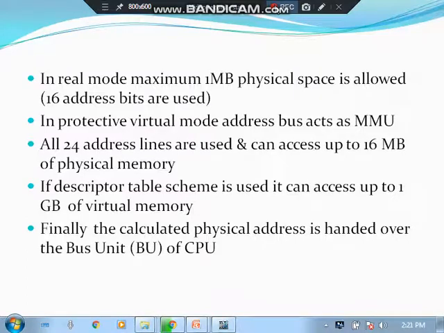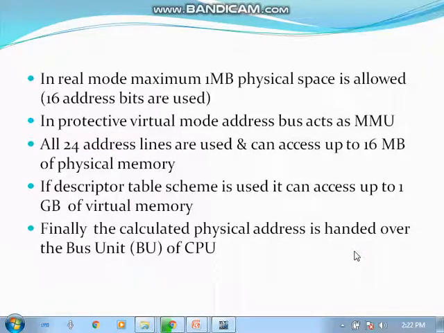Real mode, MAC is allowed. In protected mode, the CPU, that is the address bus, will act as a memory management unit, and this is actually one of the features of the 80286. We already know that the 80286 has 24 address lines, so that's why it can address up to 16 MB of physical memory.